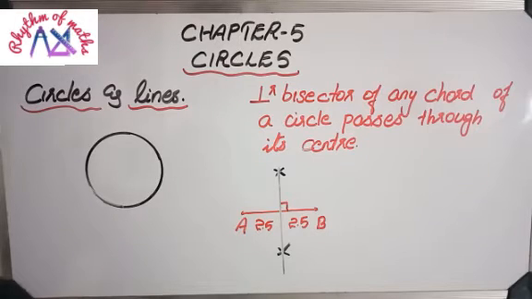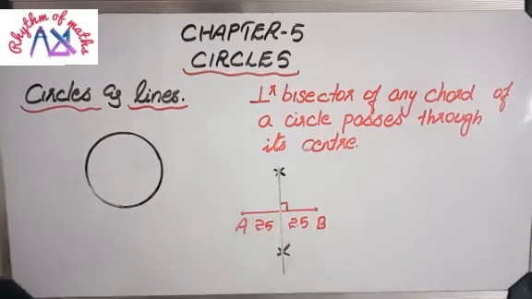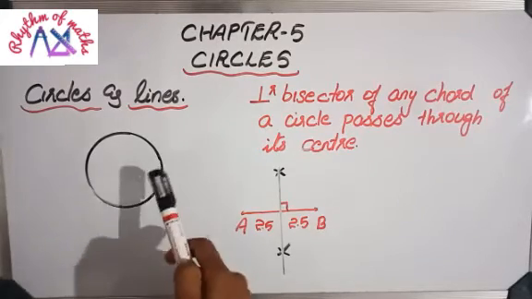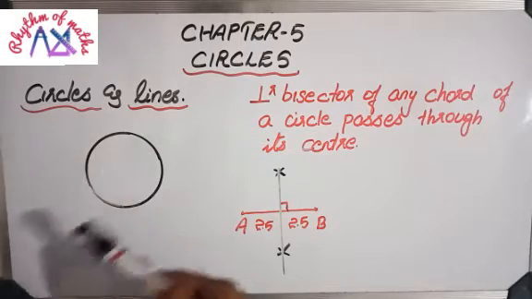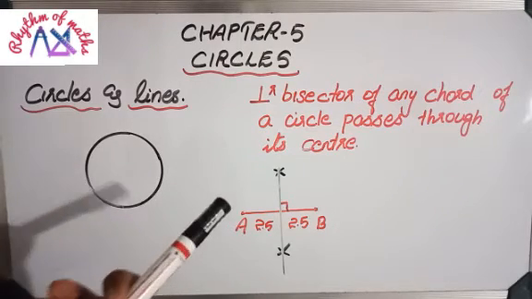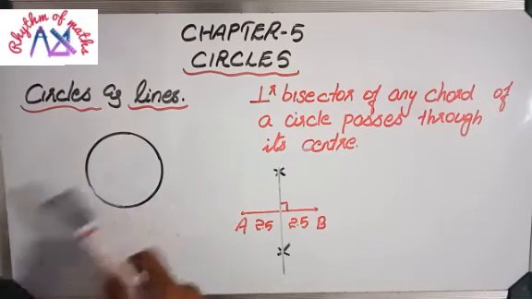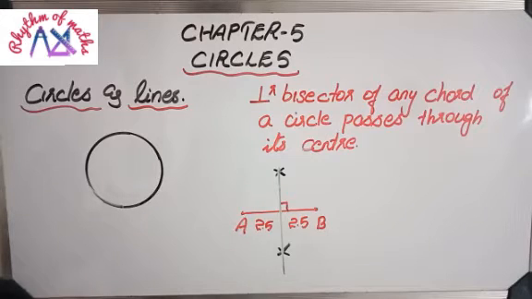So the concept here is: the perpendicular bisector of any chord of a circle passes through its center. That means if we have a circle, not drawn using a compass, but simply a circle made using a lid or a bangle, in that case we need to find the center point. How can we find the center point?